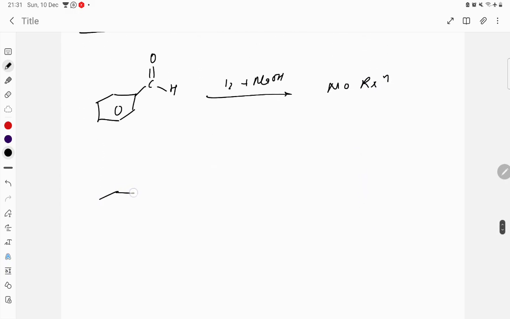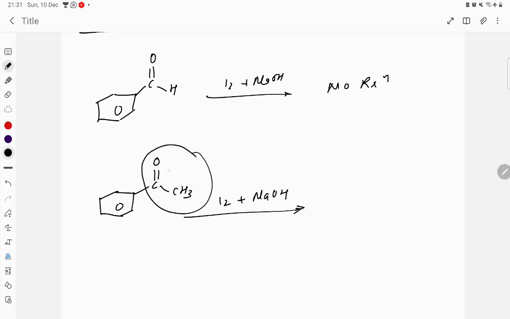Now another one, acetophenone, C double bond O and CH3, with I2 plus NaOH. What will it give, student? This is having a methyl keto group, so it is going to convert into CHI3. What is left out, student? This group, COONa, will be given.